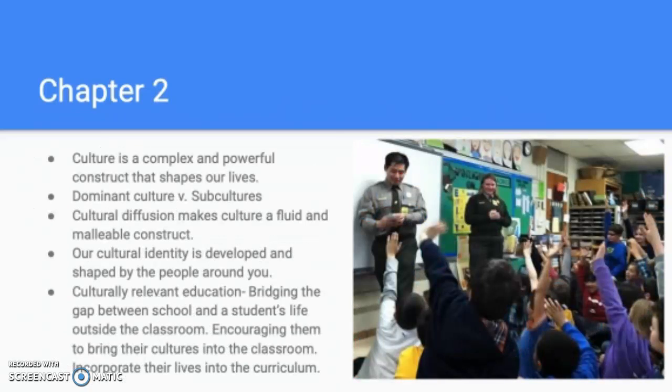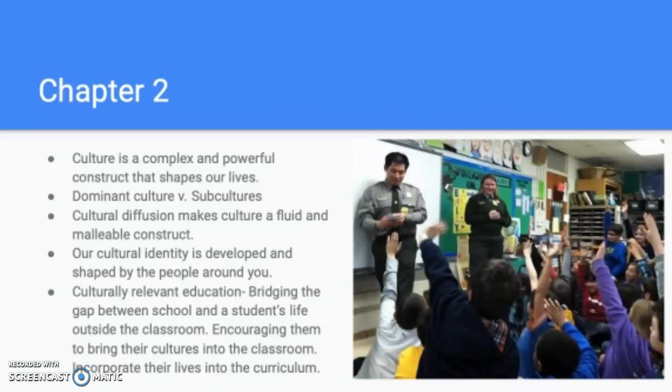Chapter 2 dug a little deeper into culture, and it briefly talked about how culture is a very complex and powerful construct that is always shaping our lives. It breaks it down into two separate categories: explicit versus implicit. Explicit are all the elements of culture that you see, that you observe, the things you watch on TV, fashion, etc. And implicit are like the hidden things that you obviously don't see. They're like hidden agendas, expectations, and beliefs that you attach to yourself or others. And essentially, there's a myriad of ways that culture shapes you.